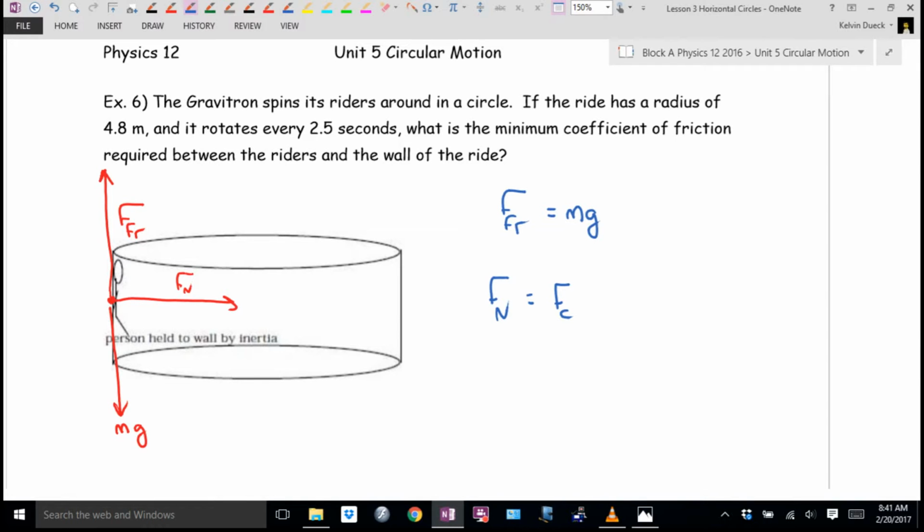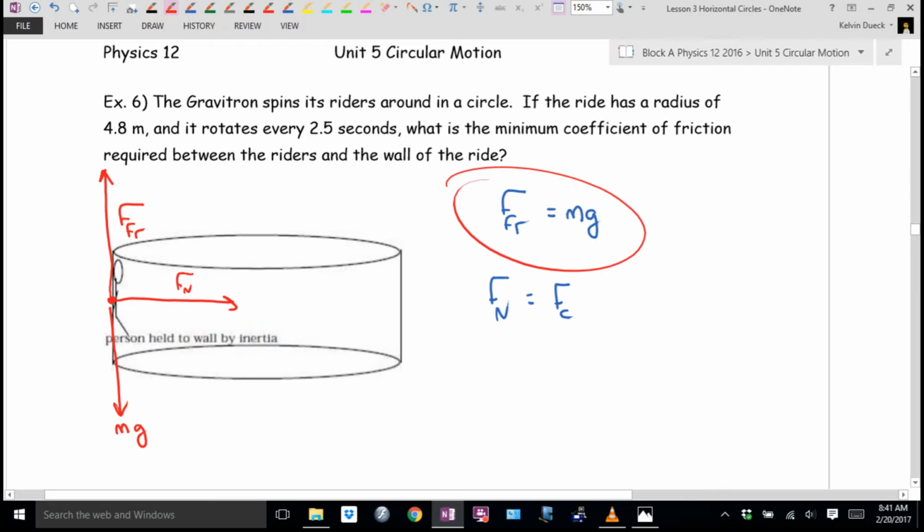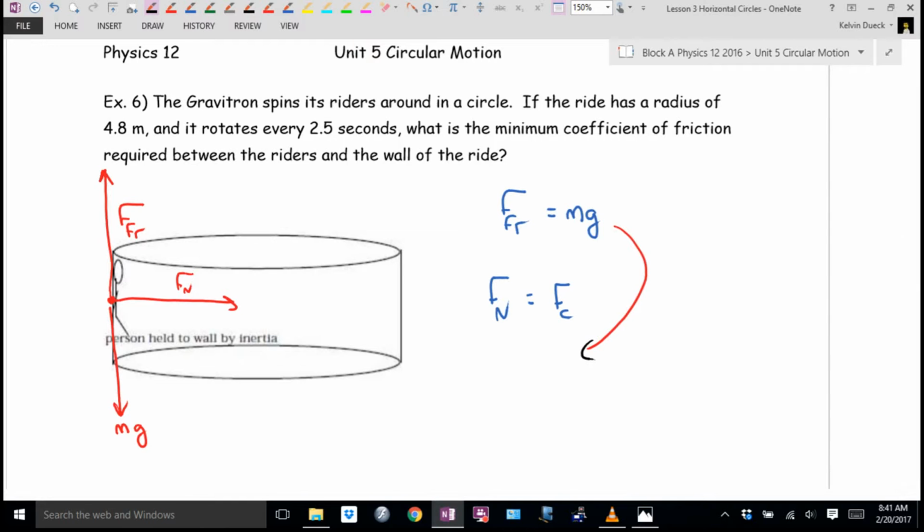What's this question want me to find? So let's start with this one. It didn't say friction, it said coefficient of friction. But let's start with that. If I take this equation, I would say friction equals what times what? So I'm going to go mu times the normal force. That equals mg. I don't know the normal force.